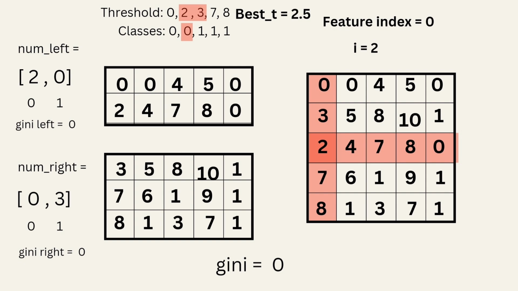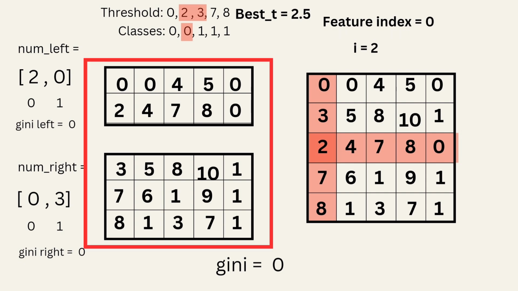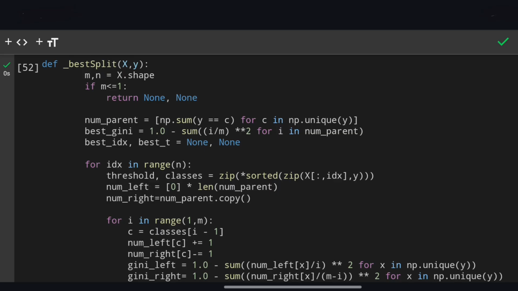We will find the average of its corresponding threshold values. In this case, it's 2 and 3. The reason for doing this is to reduce overfitting of the data. So the best threshold value is 2.5, and the feature index is 0. On the left-hand side, you can see the data, which is split using the underscore split method.